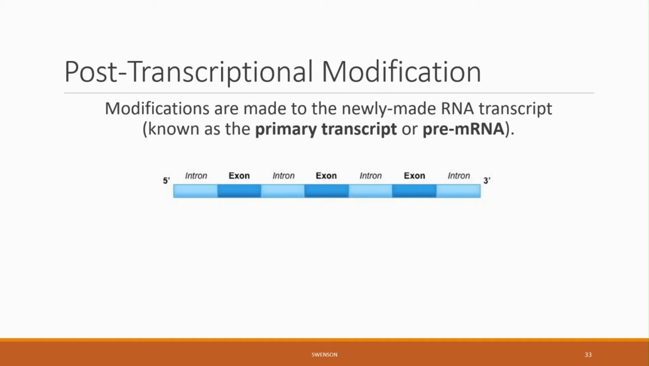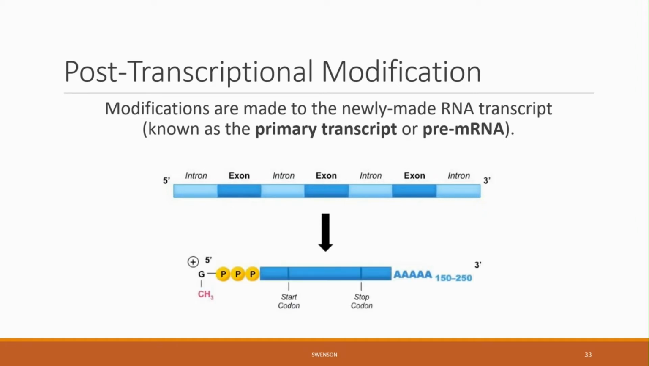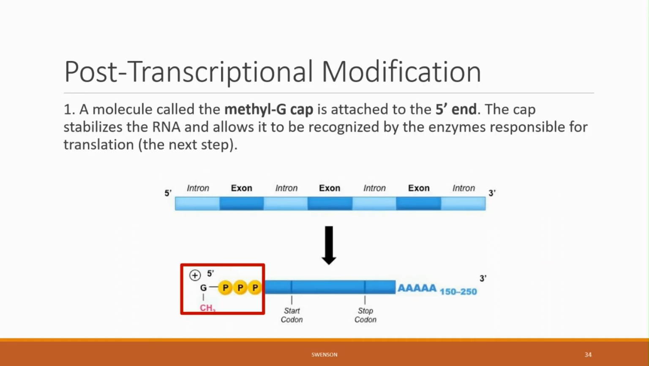It's technically called pre-mRNA. So the next step of the cell is to take out the parts it doesn't want to make the protein exactly how it wants it in this particular instance. It's going to add a couple other things to the mRNA as well. One of which is called the 5' methyl G cap. This cap helps to stabilize the RNA and is a signal to let the cell's enzymes know it is ready for the next step of translation.